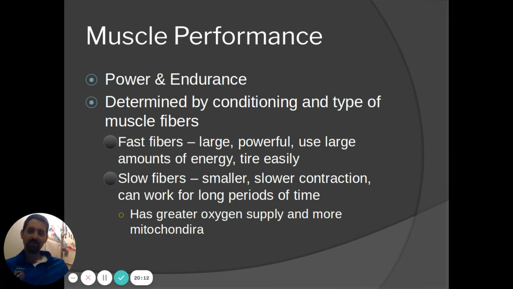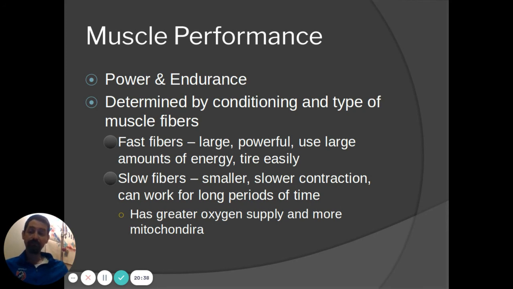Think of marathon runners. They run for like 26 miles. That's crazy. How do they do that? It's because they use these slow fibers, right? Slow contraction over time. That same marathon runner, if they tried to sprint and use their fast fibers, would get exhausted right away because they would quickly deplete all of their oxygen supply to those fast fibers.